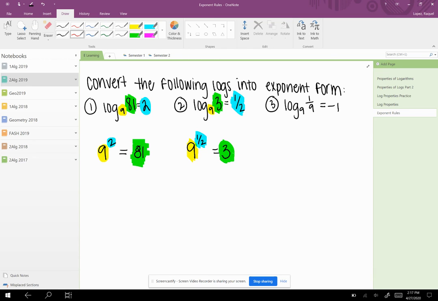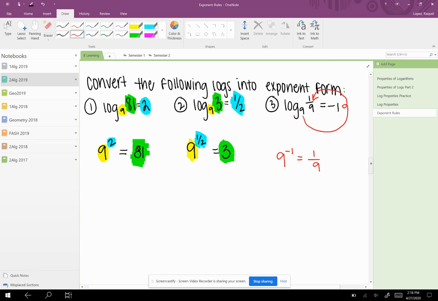You can also use around the world for converting logs into exponents. So we started our base, which is 9. We make a pit stop at -1, and we end very similarly to where we started. So your base is 9. We made a pit stop at -1, and we ended at 1/9.